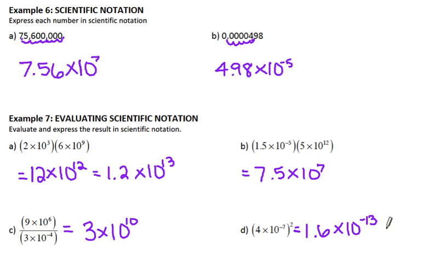All right, so that's your lesson for section 5.1.